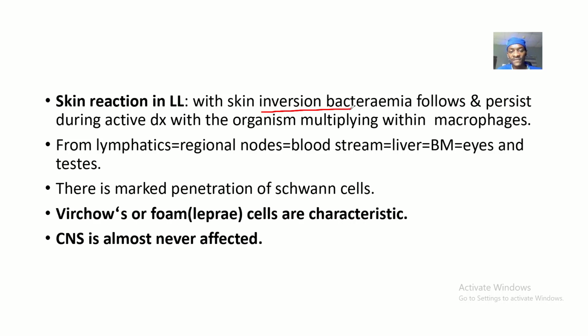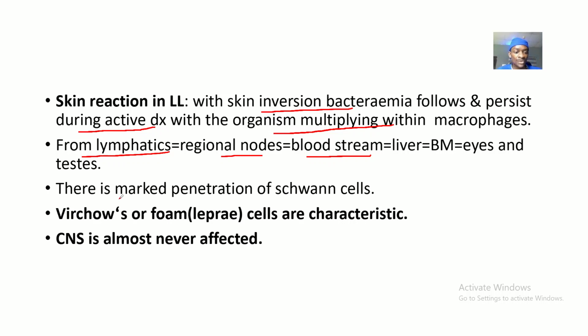Now with skin invasion, bacteremia follows. Bacteremia is the presence of bacteria in blood, and this bacteremia will persist during active disease, with the organism multiplying within macrophages. From the lymphatics, it can spread towards regional nodes. It can spread to the bloodstream. It can spread to the liver. The bacteria can also spread to the bone marrow, the eyes, and the testes.